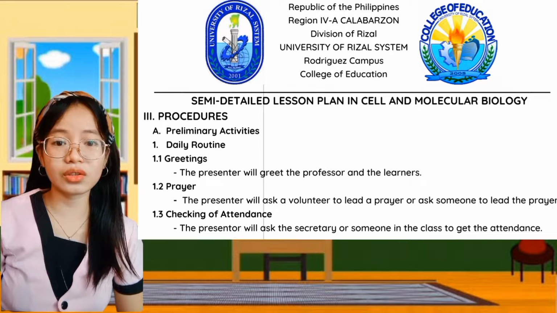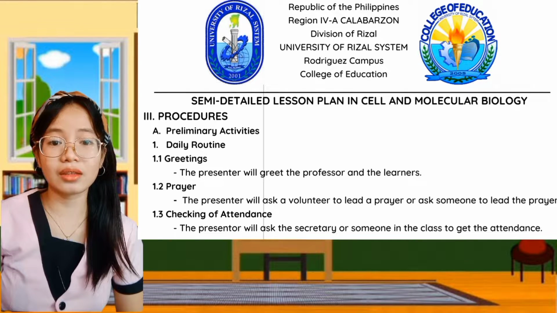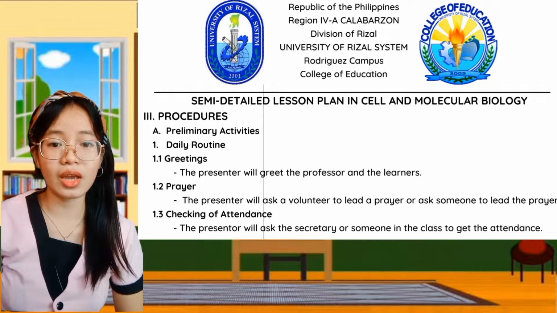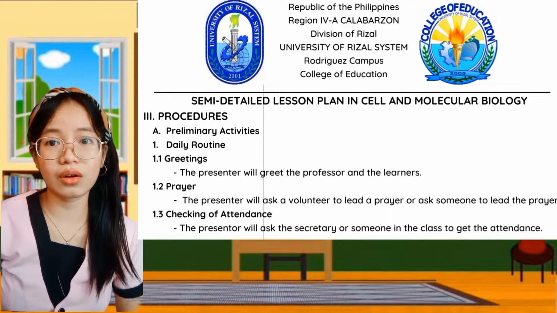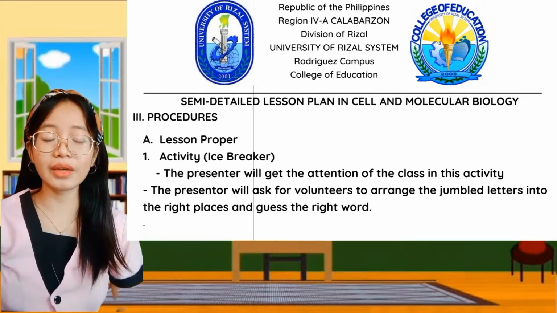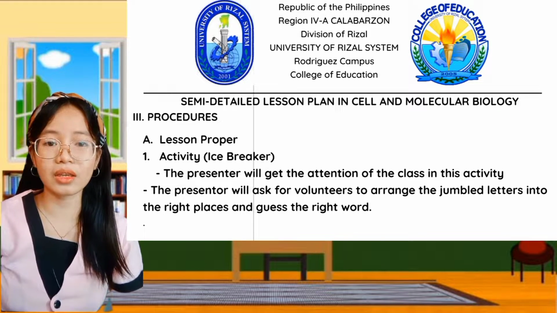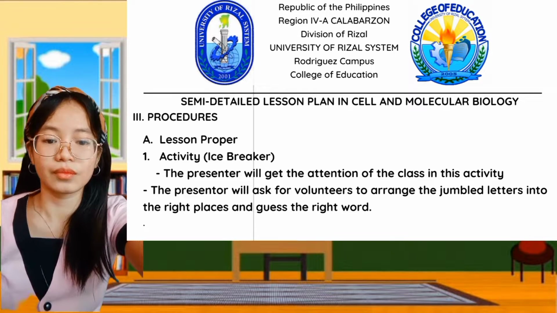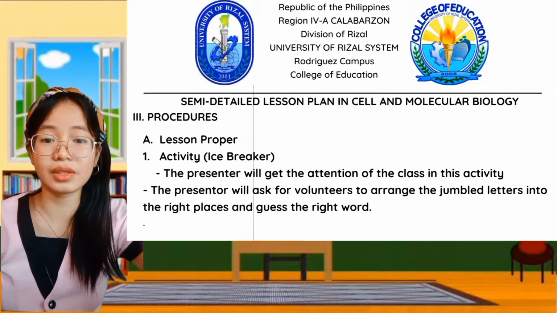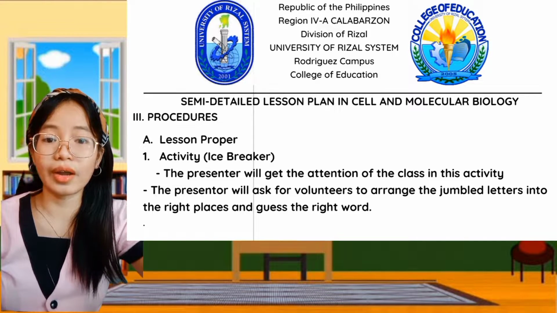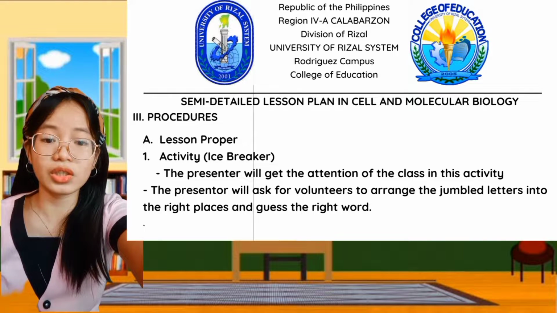Okay, here in procedures, we have the preliminary activities, and that's our daily routine, which we did earlier. The greetings, I did with all of you earlier. We had the opening prayer, and we also already checked the attendance. In the procedure, we have the lesson proper, which has an activity or icebreaker. I will ask a volunteer to arrange the jumbled letters I present, and they will guess the right words after they arrange the jumbled letters into the right places.